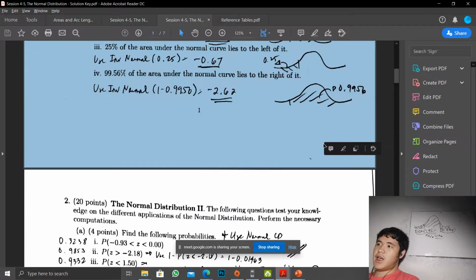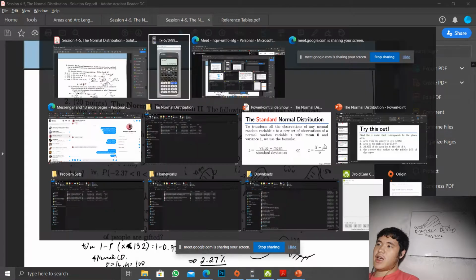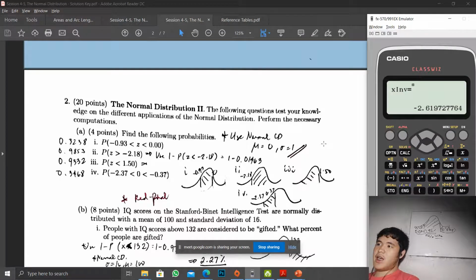Okay. Next. Lastly, for number 2, let's see. We use the same function. It's just a different statement of what we're supposed to do. Use the normal CD. Start from -0.93 to 0. We get 0.3238. Next, z is greater than -2.18. We have two options. We can use this, 0.9853, or just simply get z is less than 2.18. We get the same thing.